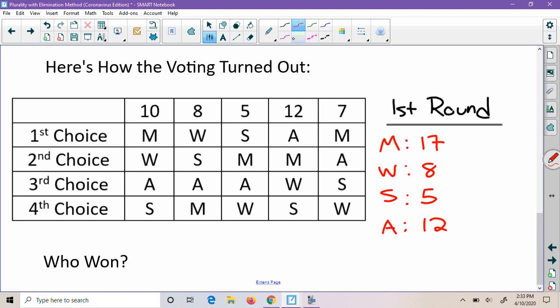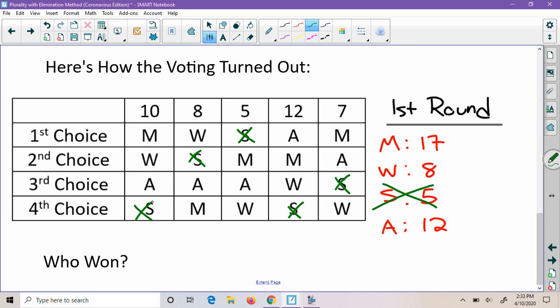So what you do is you eliminate the lowest first place vote getter. So sorry, Subway, but you're eliminated. And I actually go through on the chart and I eliminate all of Subway's votes.